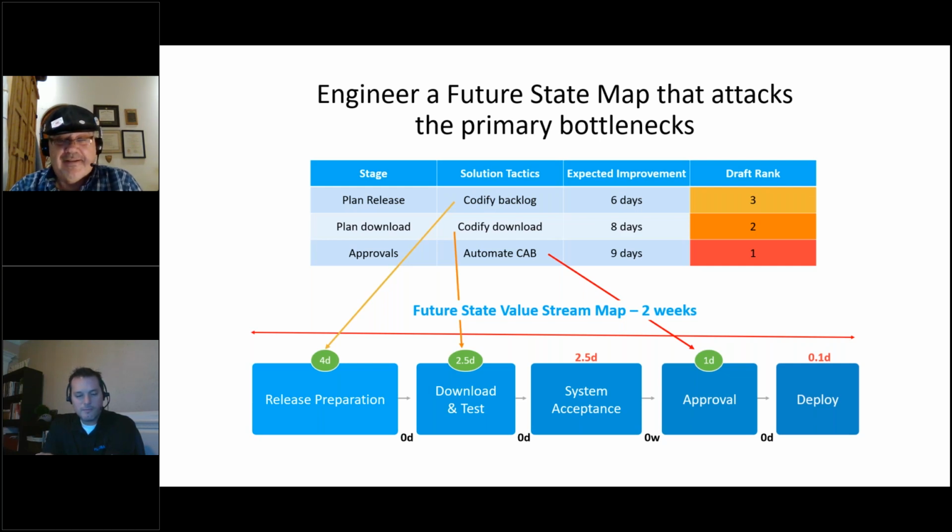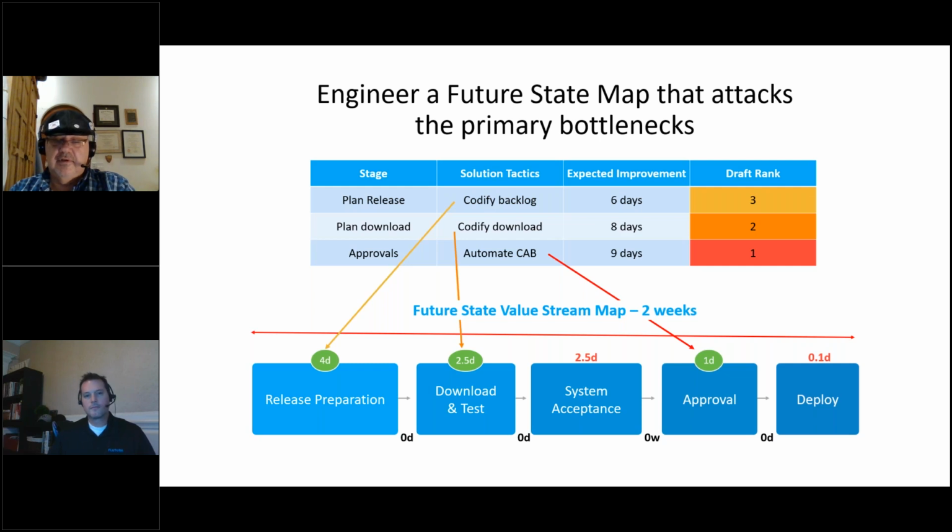But fundamentally, in this particular example, this organization had a COTS system, and they were trying to figure out how to accelerate their value stream. The biggest delay, if you look at the chart at the top, was automating the review board, the change board, which was 9 days of manual work. So that clearly was the biggest bottleneck, and that was the first area to attack. The idea is to walk through each of these stages and ask, in each stage, what could be done to help accelerate and shorten that time, and come up with tactics for that.